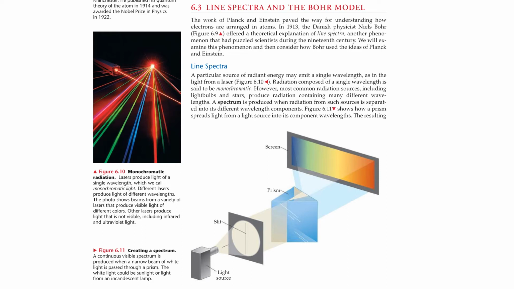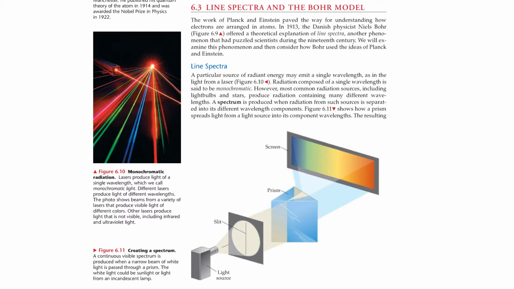Section 6.3, Line Spectra and the Bohr Model. The work of Planck and Einstein paved the way for understanding how electrons are arranged in atoms. In 1913, Danish physicist Niels Bohr offered a theoretical explanation of line spectra, another phenomenon that had puzzled scientists during the 19th century. We'll examine the phenomenon and then consider how Bohr used the ideas of Planck and Einstein.